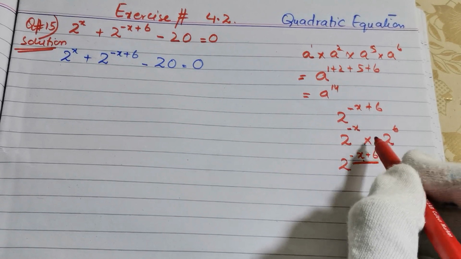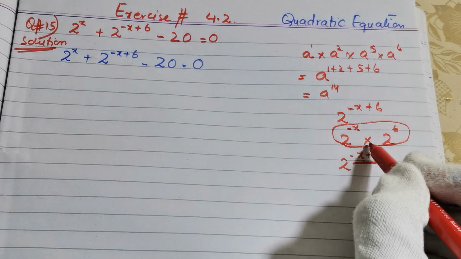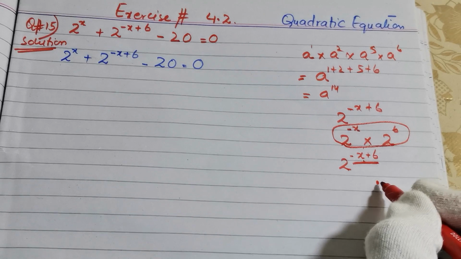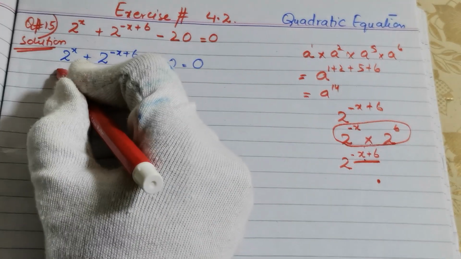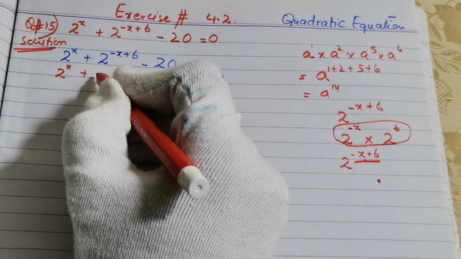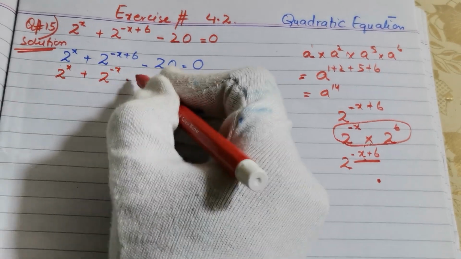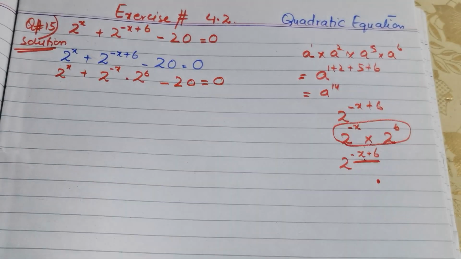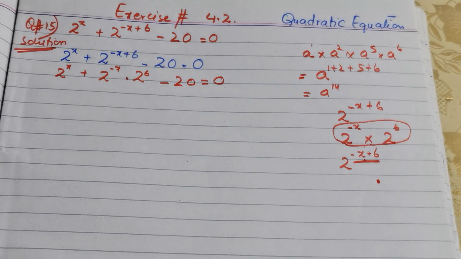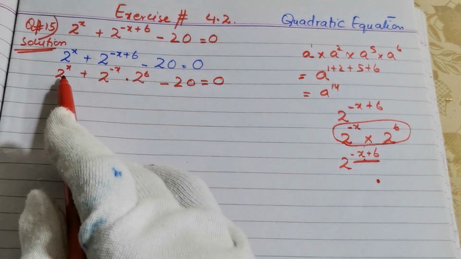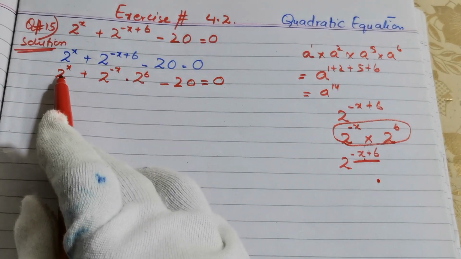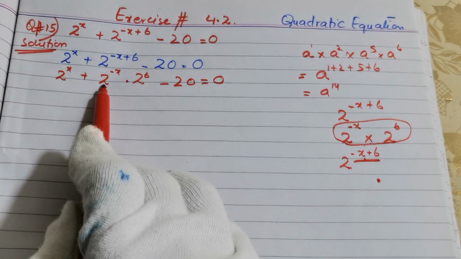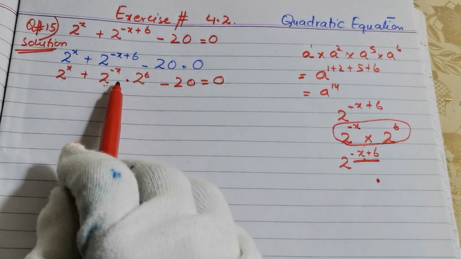So this term we can write in this form, and instead of multiply we will use a dot. So here we write 2^x + 2^(-x) · 2^6 - 20 = 0. Why do we break it? Because we want this term and this term to be the same. When these two terms become the same, we will consider them, so our equation becomes easier.